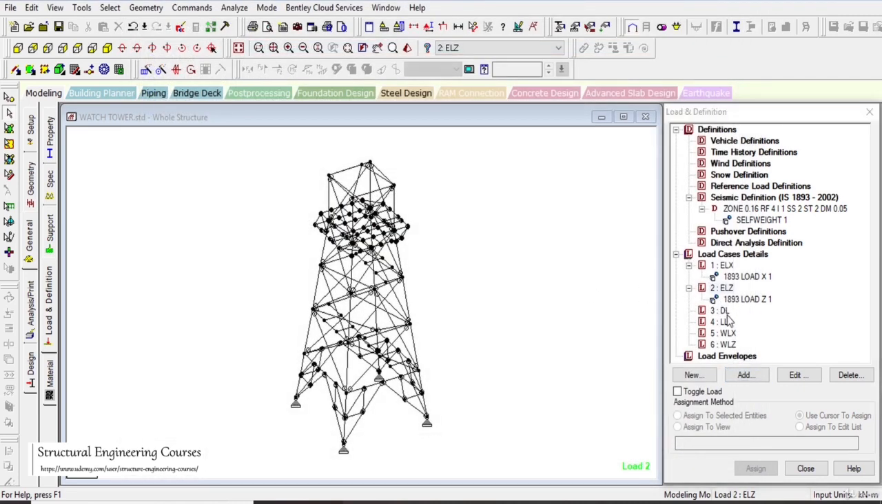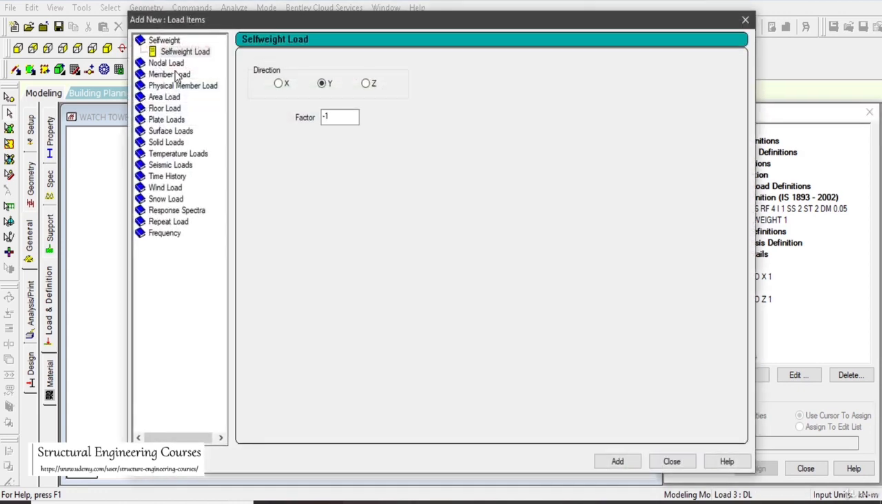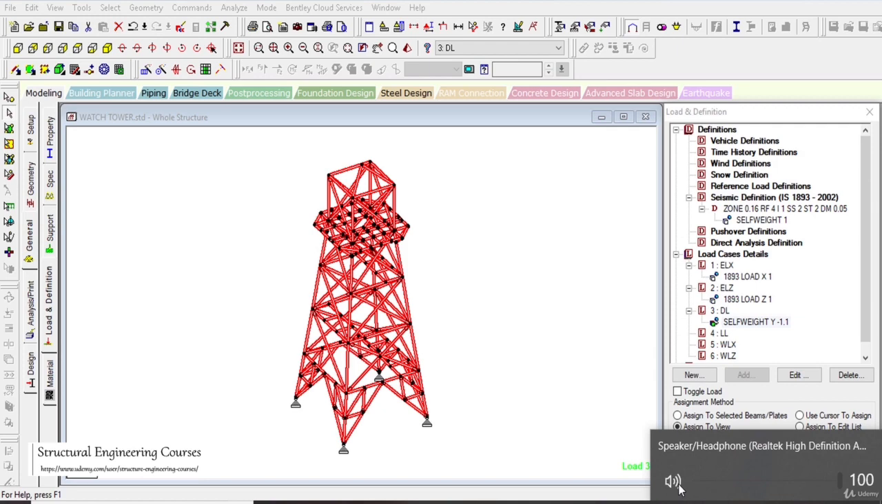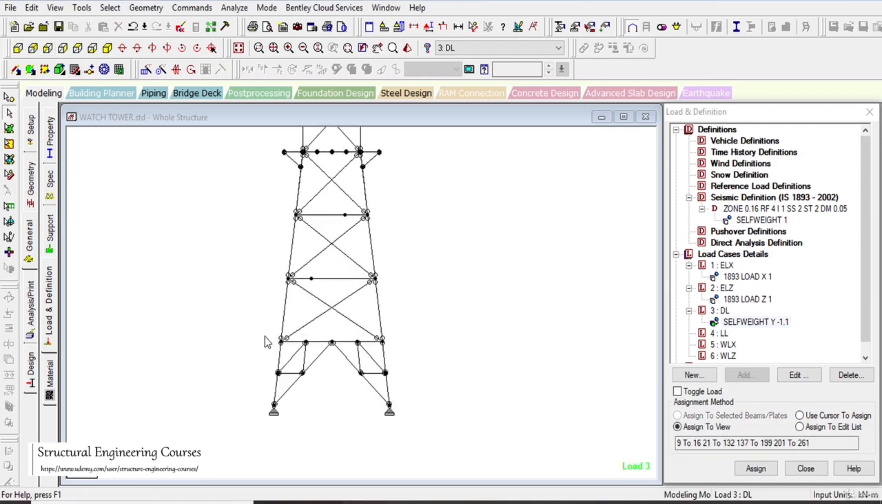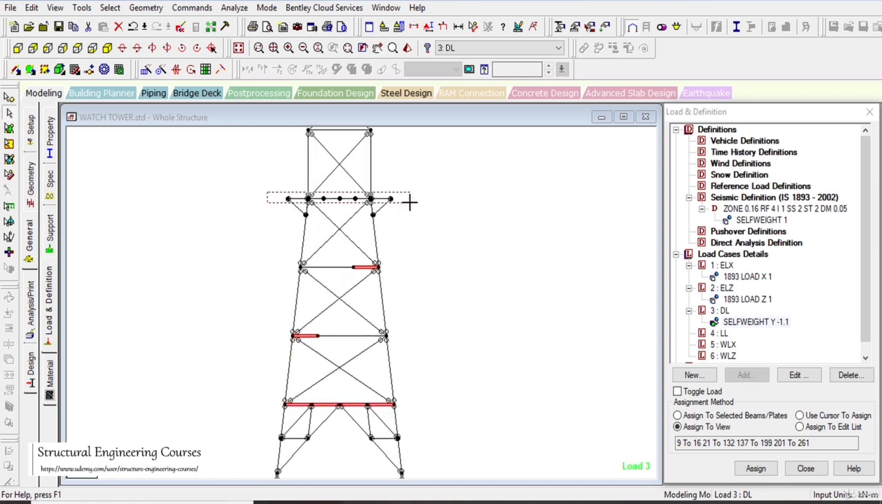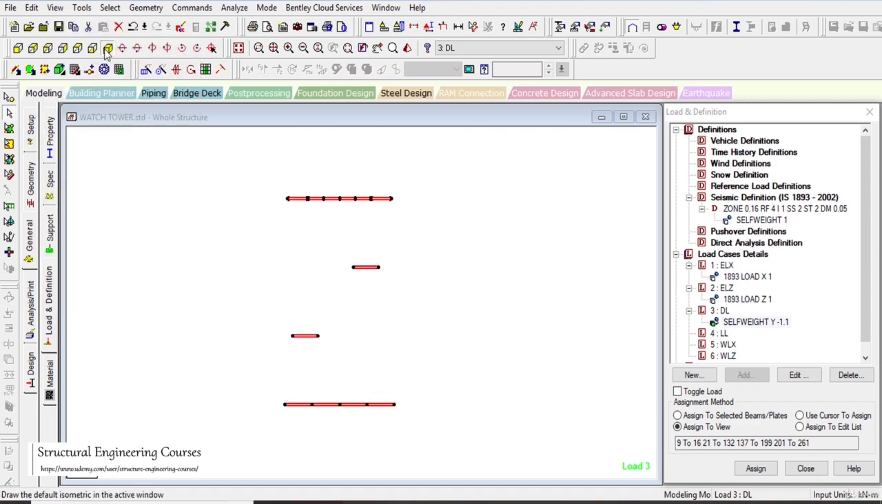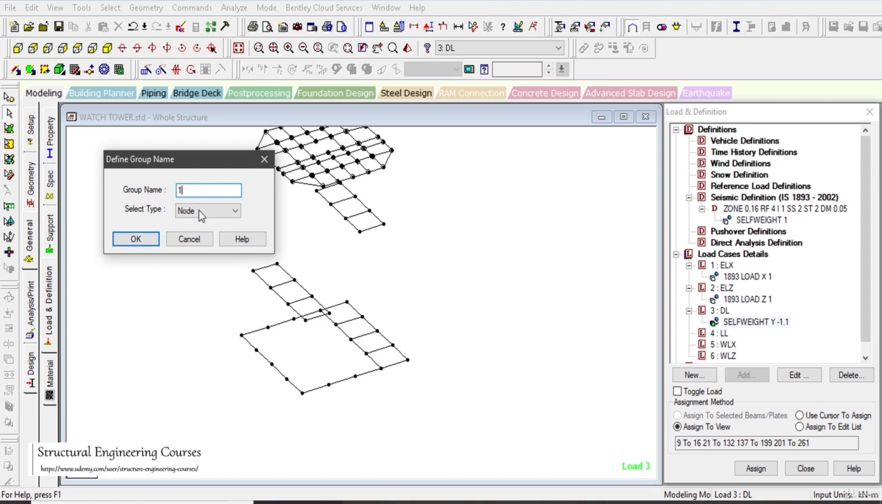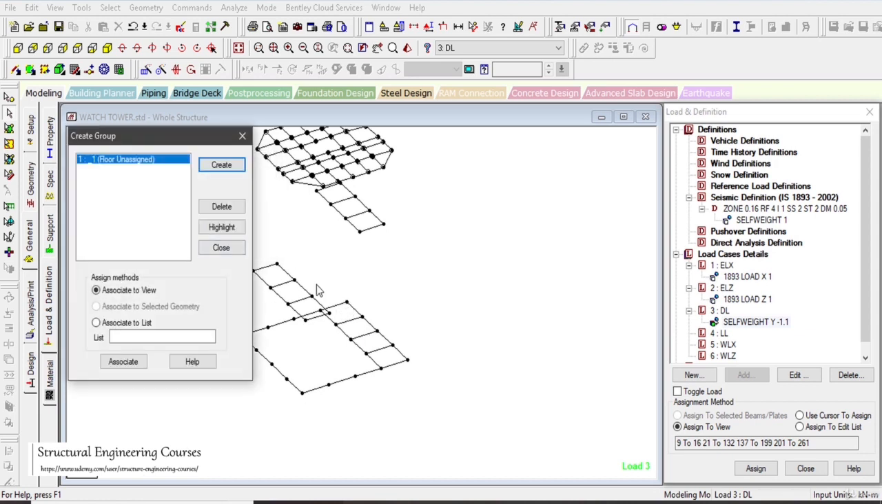When we left click on dead load, we can enter self weight in Y. Usually it is entered with 10% extra for the connections. So we left click on assign to view and yes. After that for live load, we assess where exactly our live load can come. These are the areas where the live loading can come. So we press Ctrl plus G, name it as group 1, floor, and select all the members here.